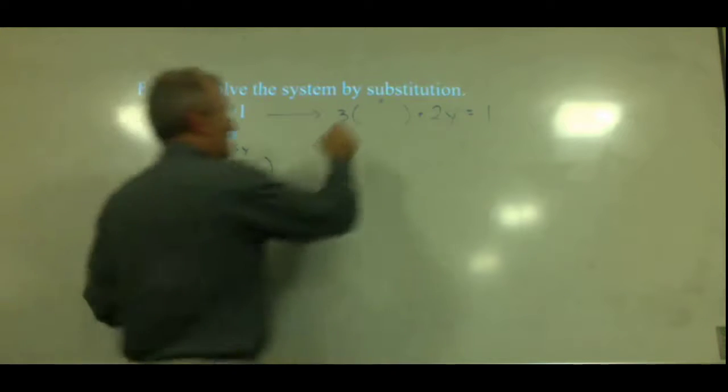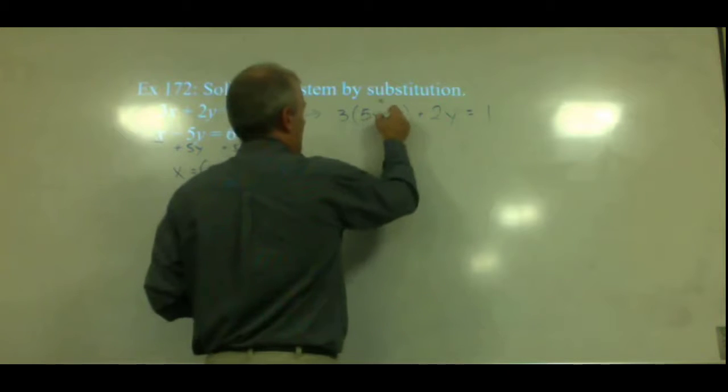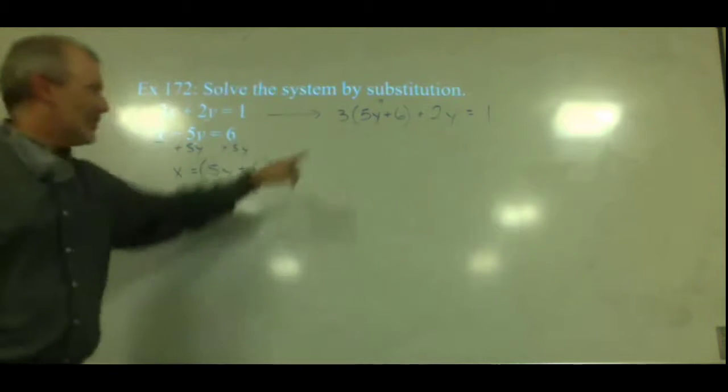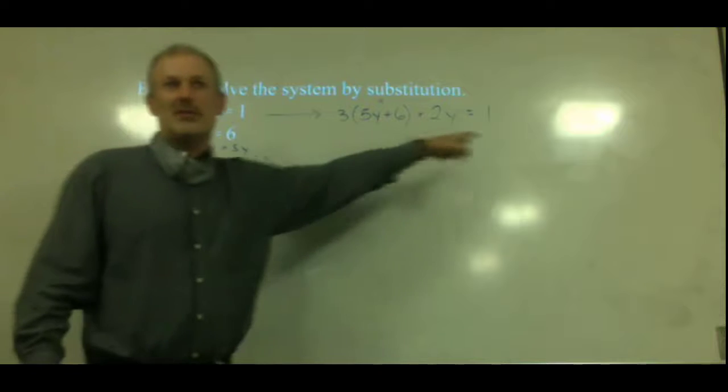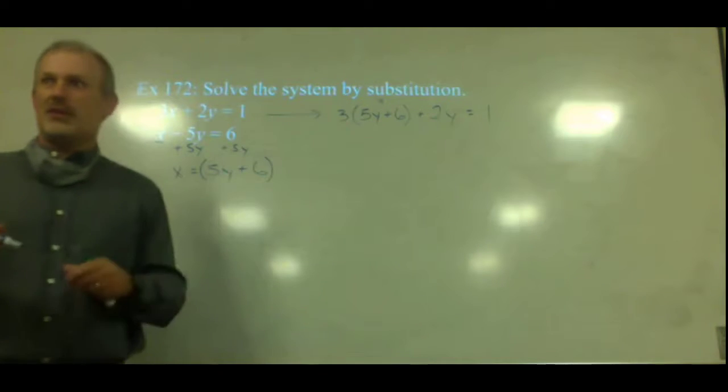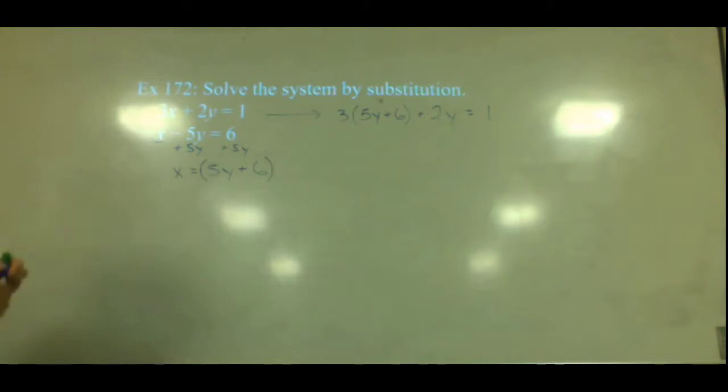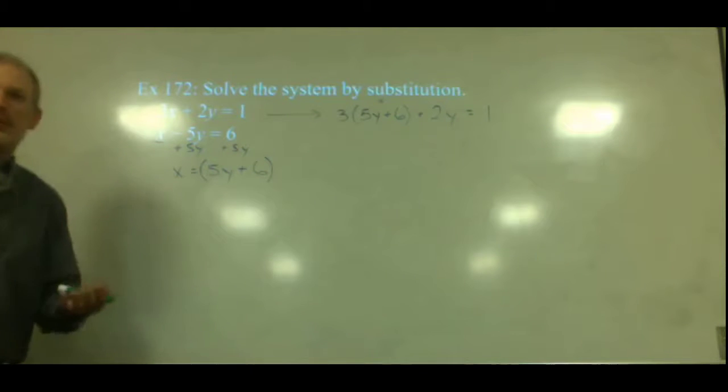5y plus 6. And again, do we realize why that's a good thing? Now our equation only has y's. We don't have two variables, we just have one. Okay, so now what do we do next?